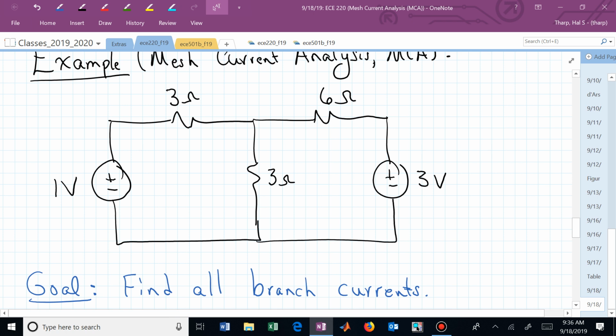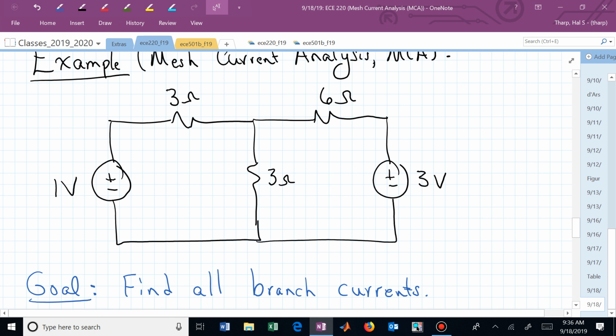You could define 5. Well, it would be every element, but some of those are the same, aren't they? The current through the 1 volt voltage source is the same branch current as the one through the horizontal 3 ohm. The vertical 3 ohm has its own branch current, and then there's a branch current that's the same between the 6 ohm and the 3 volt voltage source. There's 3 branch currents. How many mesh currents do we have?